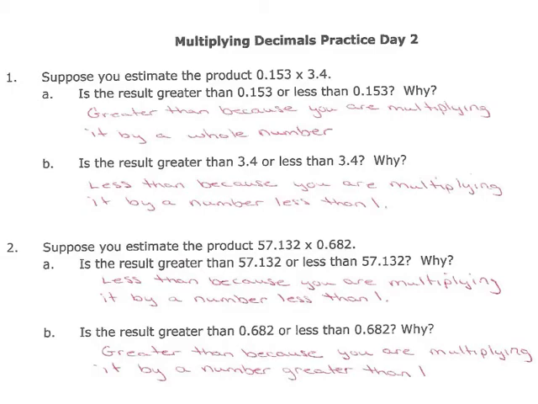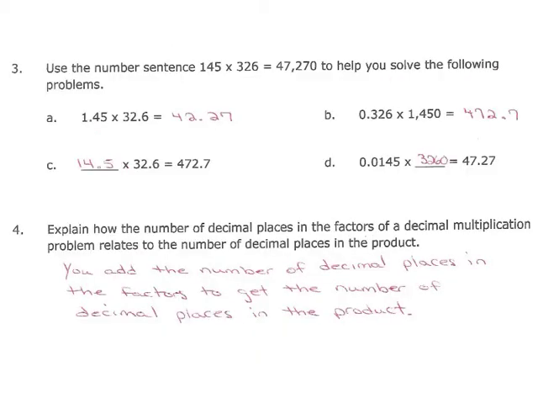For problem number 1, A, it's greater because you are multiplying it by a whole number. Part B, it's less than because you are multiplying it by a number less than 1. Number 2A, less than because you are multiplying it by a number less than 1, and 2B, it's greater because you're multiplying it by a number greater than 1. For part 3, A is 42.27, B is 472.7, C is 14.5, D is 3,260.